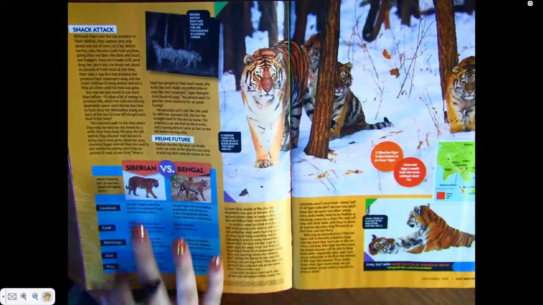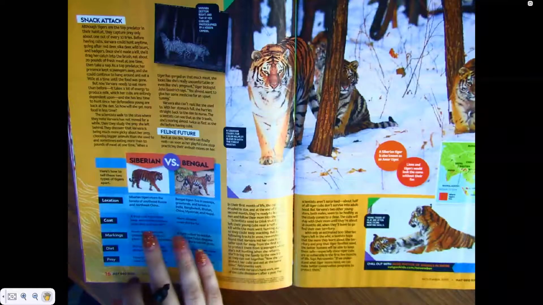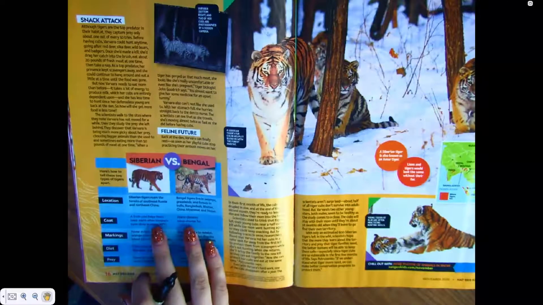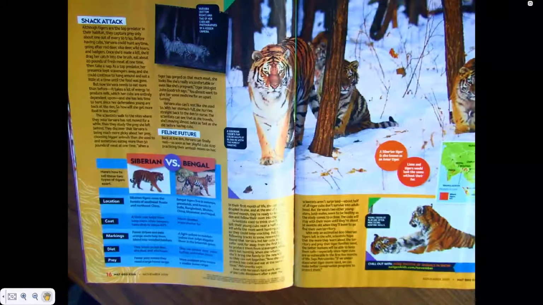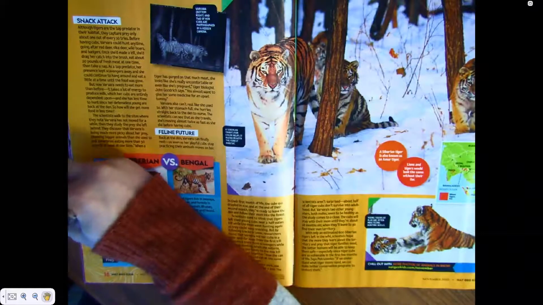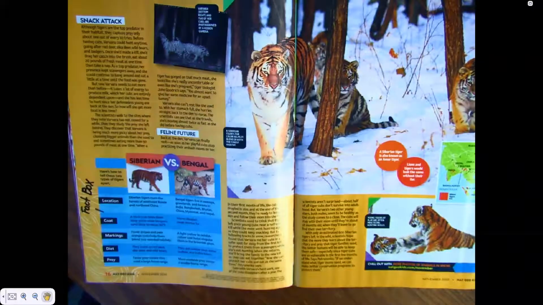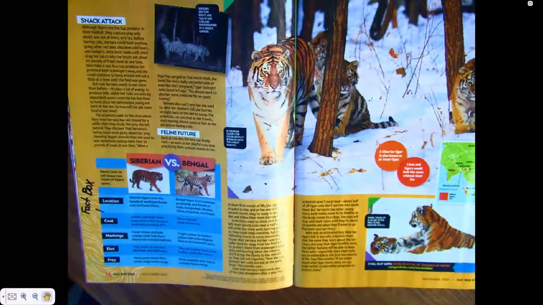And then we also may have what's called a fact box. This is where they're comparing and contrasting two different tigers. It's called a fact box. It's not a diagram. You've heard of a diagram before. The reason it's not a diagram is because it's not specifically telling you something, and it's not giving you specific parts of something being labeled.